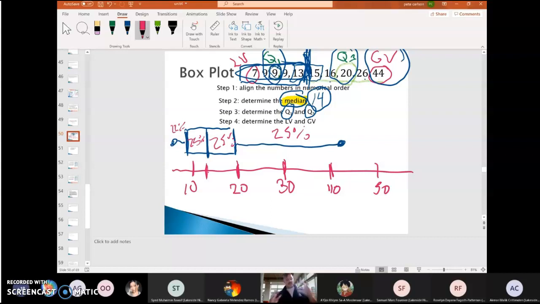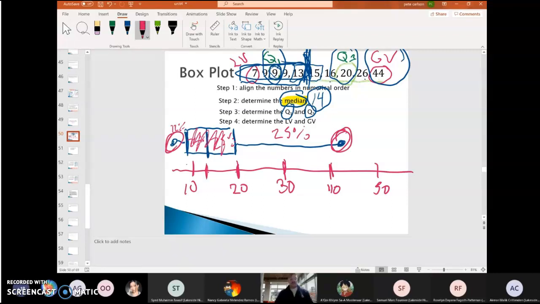Basically, this gives me a visual representation that says, hey, where was majority of my numbers? Majority of my numbers were between 9 and 20. Okay. When I look at this, if I say, hey, what's the highest value of my set? The highest value of my set is right here. If I said, what's the range of my set? It would be the highest number minus the lowest number.